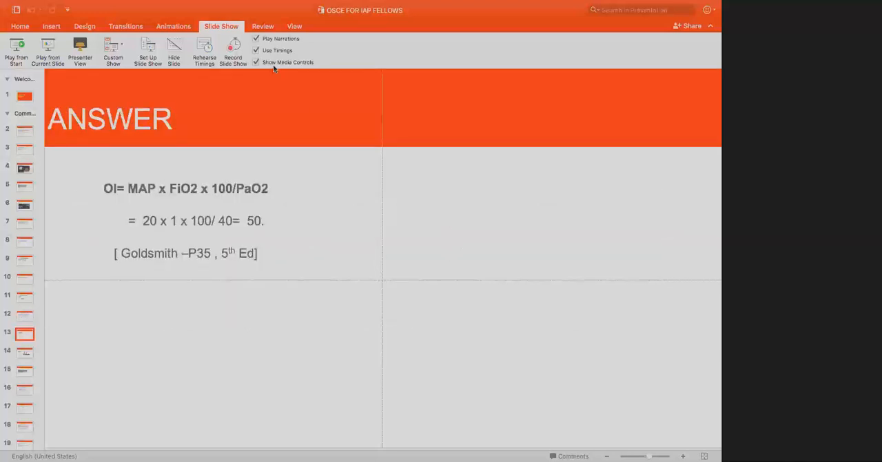So most of you are right in this. OI is MAP into FiO2 into 100 divided by PaO2. This baby had MSL and went into severe PPHN. So the OI came in, this was 50. It's very high. Usually more than 20 we start with the iNO.